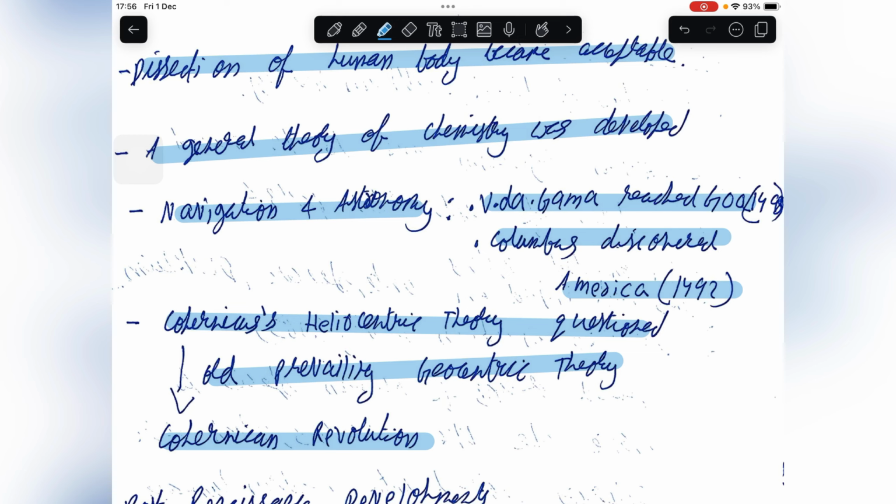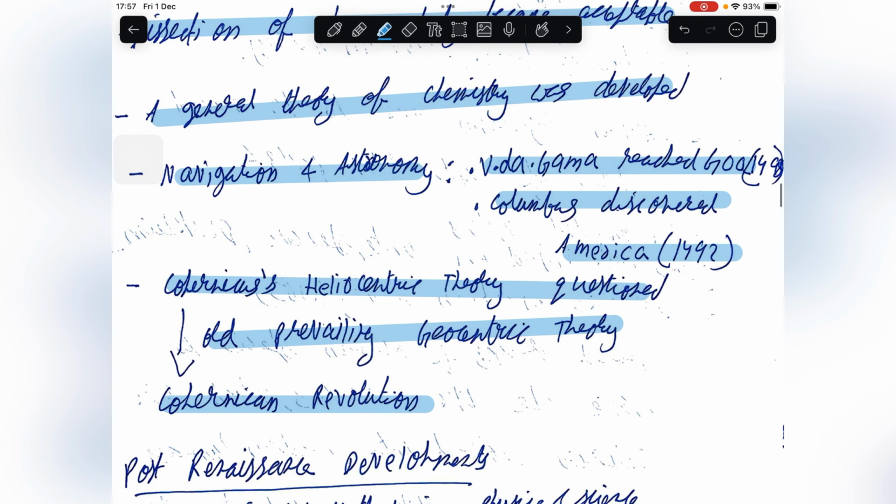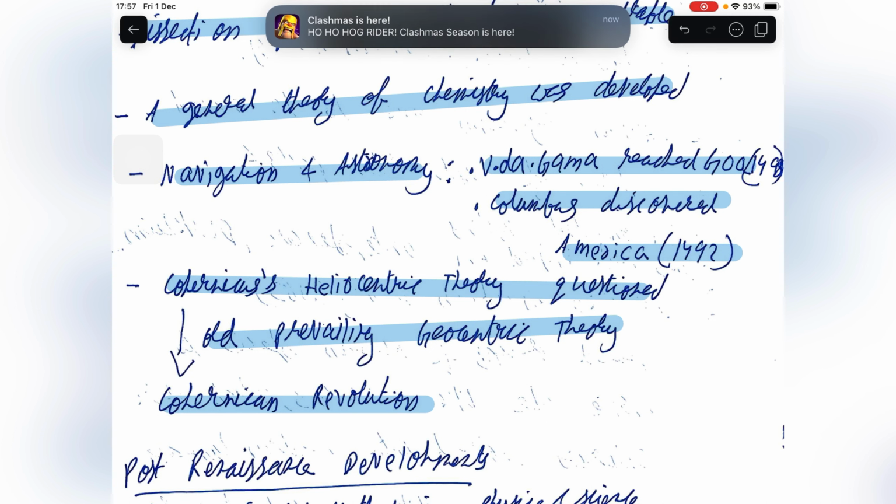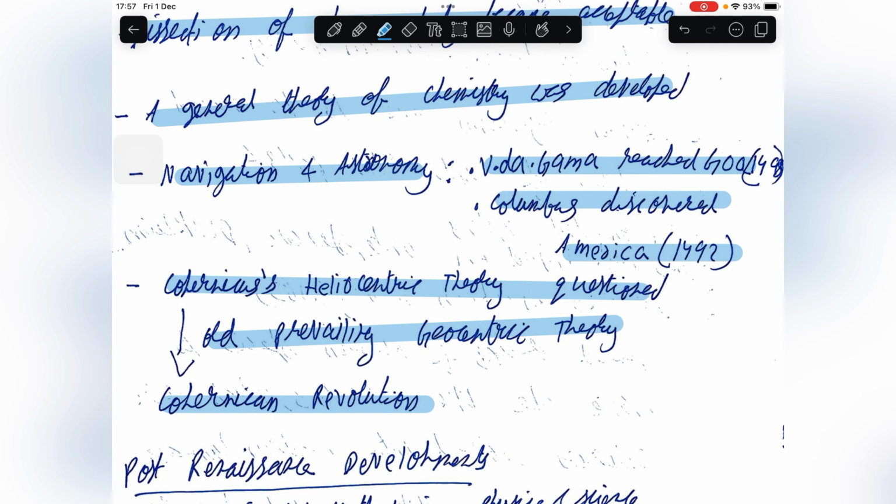The heliocentric theory is that the Sun is the center and planets like Earth revolve around it. That is what Copernicus's heliocentric theory is. And the geocentric theory is that Earth is the center and other planets revolve around it. That's the geocentric. Heliocentric is the Sun at the center, with planets like Earth revolving around it.